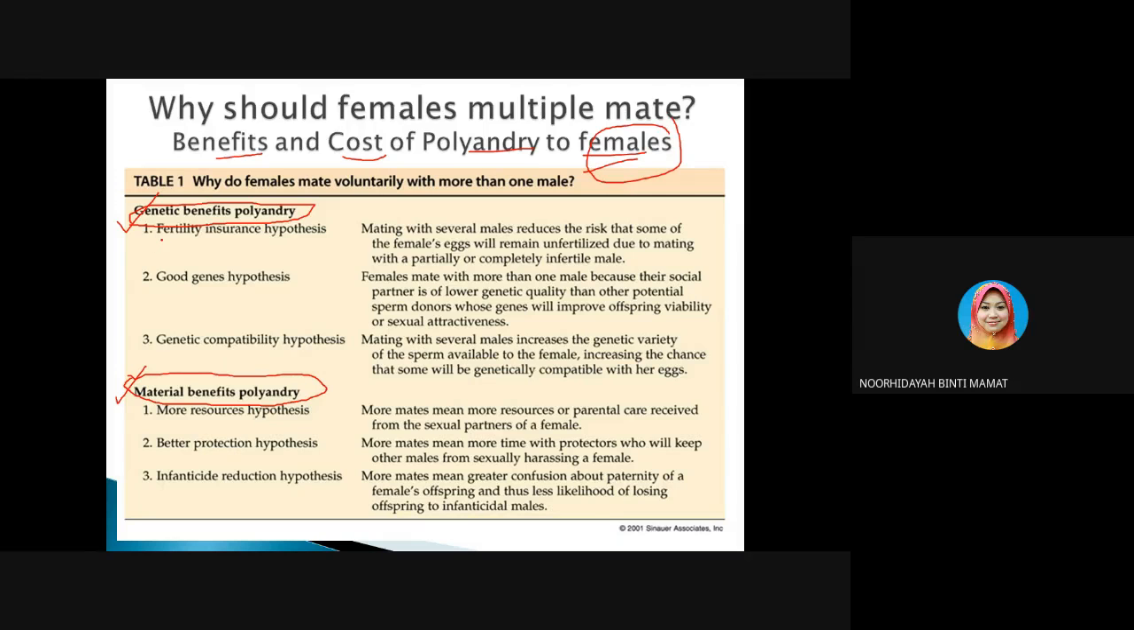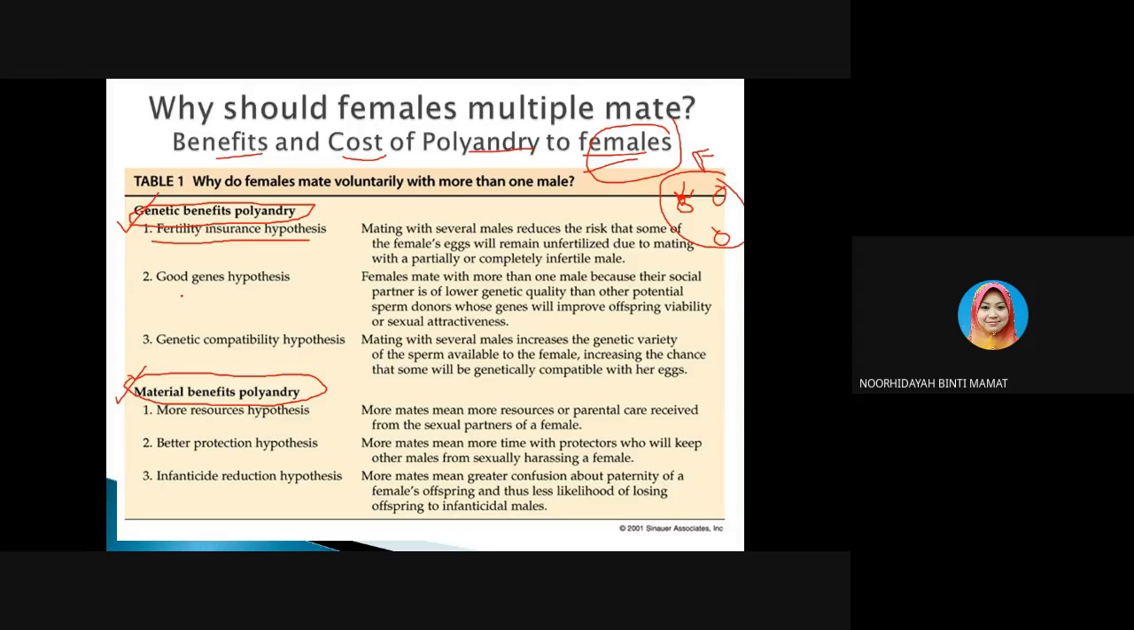Okay, so in the genetic benefits, the first one is the fertility insurance hypothesis. When the female mates with several males, it reduces the risk that some of the female's eggs will remain unfertilized. If in one territory the eggs are unfertilized by one male, the other males will fertilize the eggs. That is why females practice polyandry.